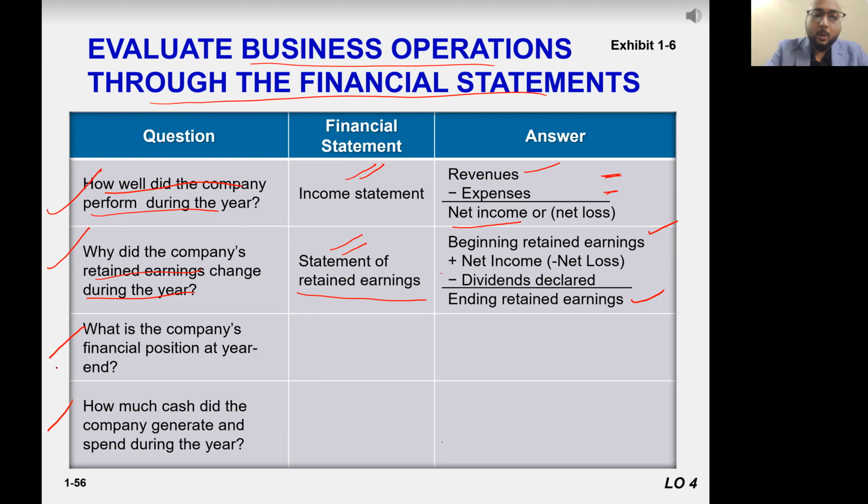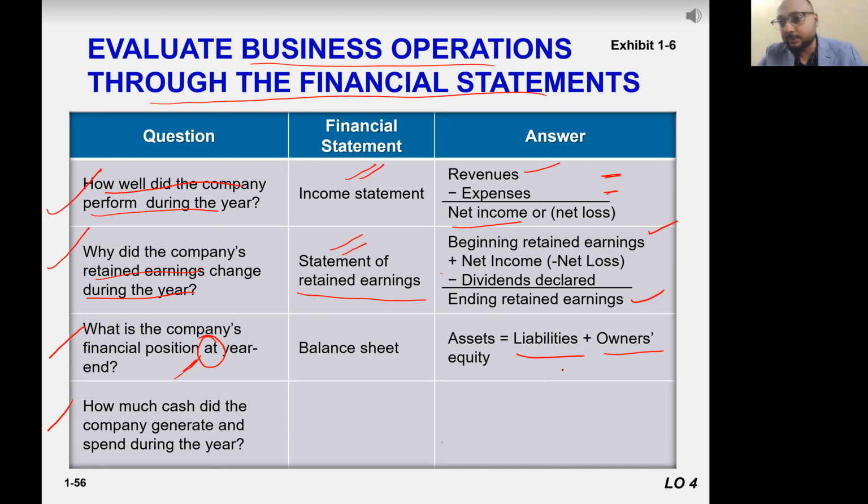And then, number 3, what is the financial position at year end? This is a key point: on a specific day, what is the position of my business, how much assets I own. We present this information in the balance sheet. And the balance sheet formula is assets is equal to liabilities plus owner's equity, right?